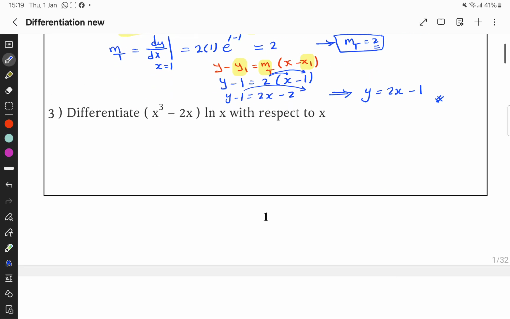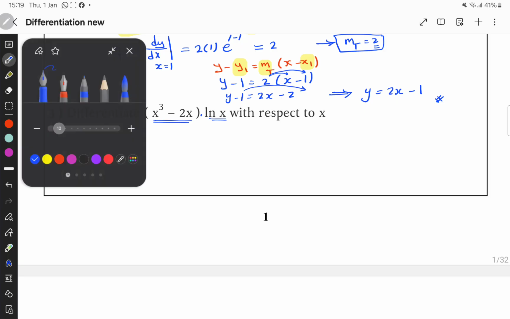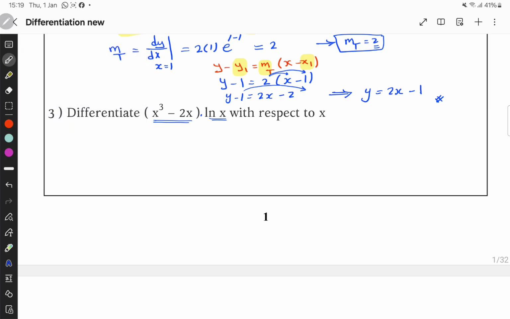Then, differentiate x cubed minus 2x times ln x with respect to x. What is the type of the function? That bracket times ln x, so I have multiplication of two different functions, correct? Each of which in terms of x. So that means directly we are going to use the product rule. Why? Because I have multiplication of two functions, each of which in terms of x.